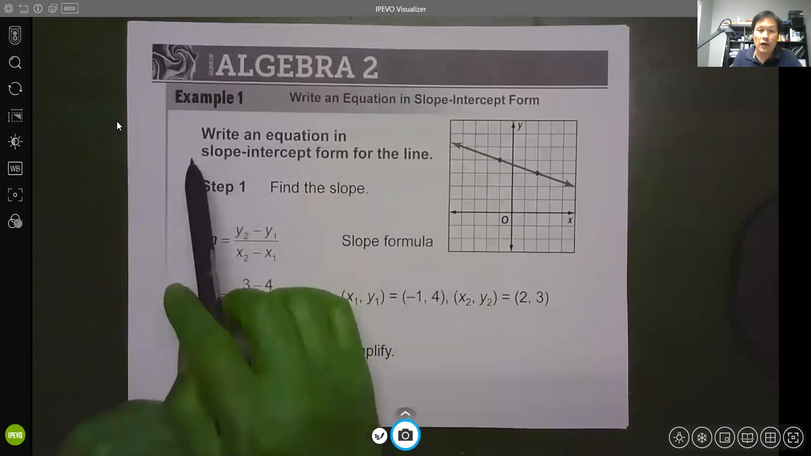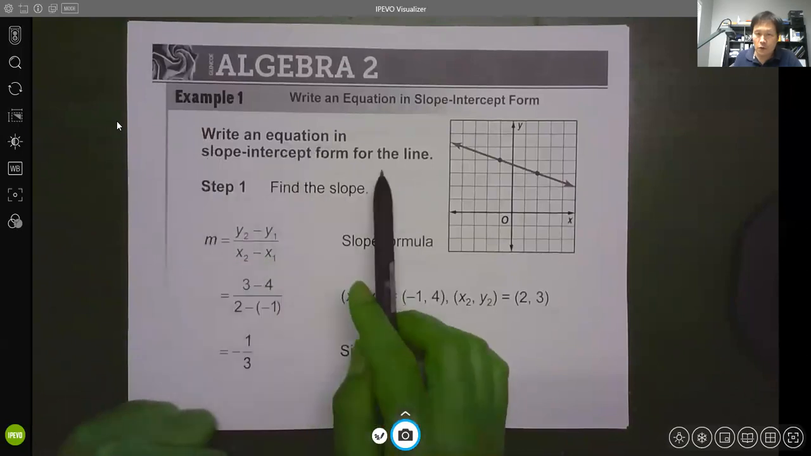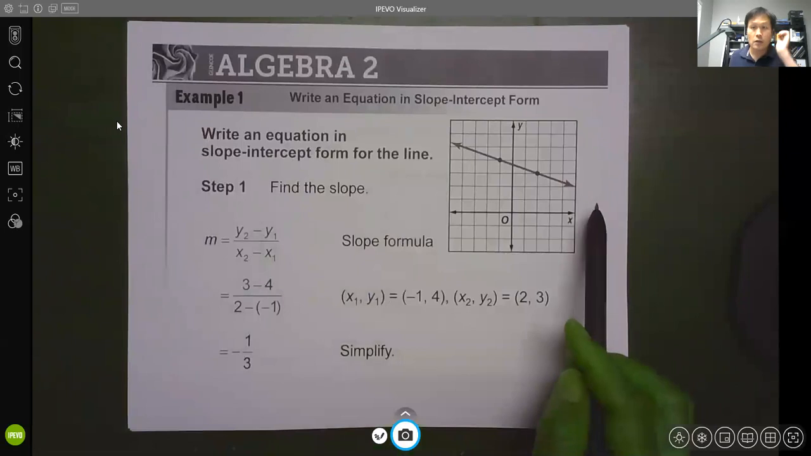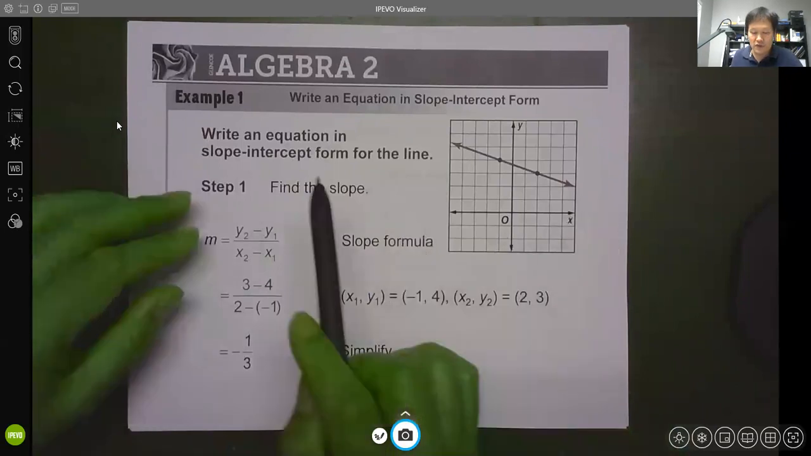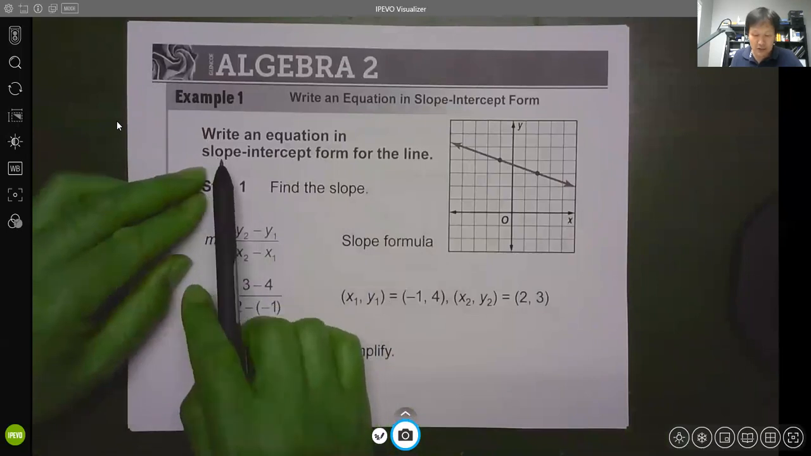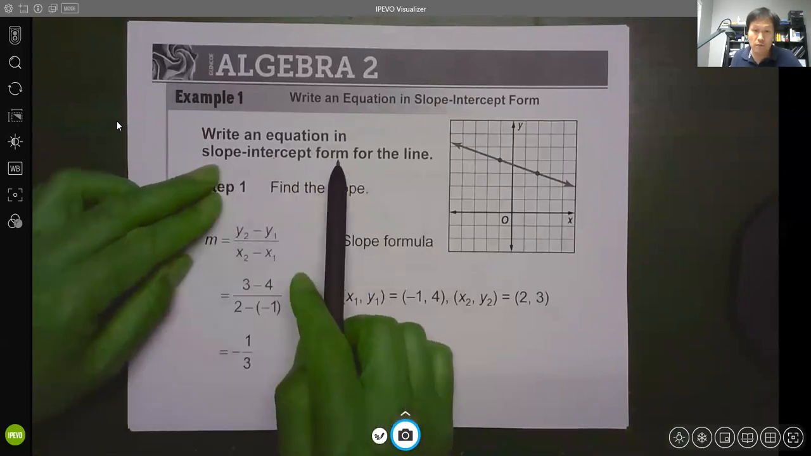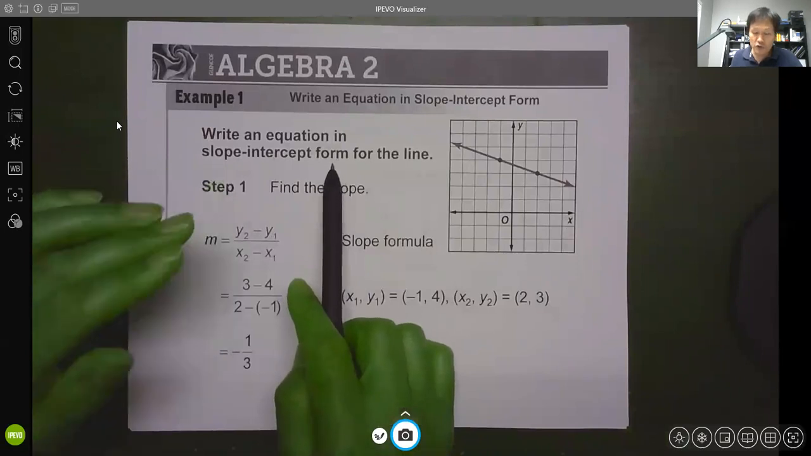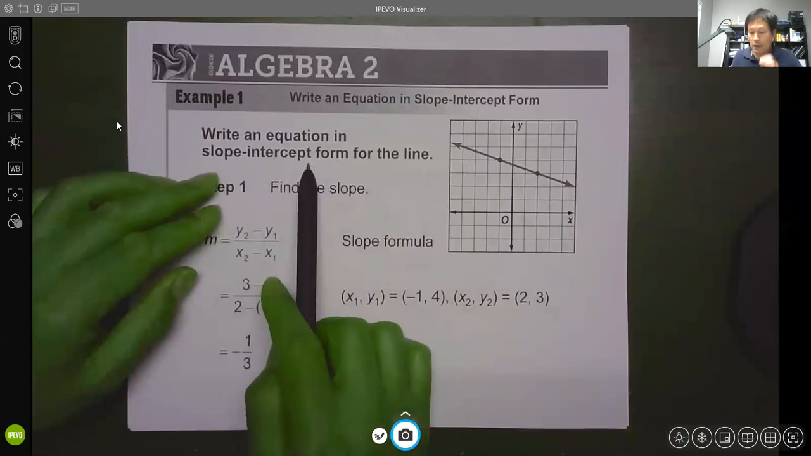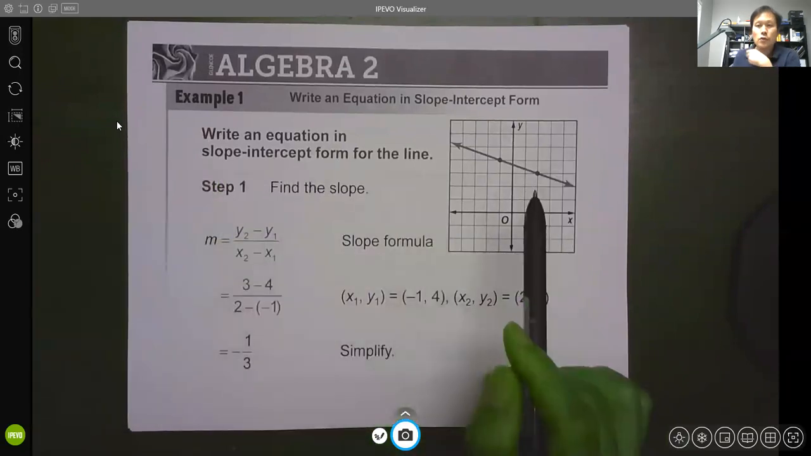Example 1. Write an equation in slope-intercept form of the line. Okay, so this question is asking you for a specific form, which is a slope-intercept form. I need you to understand they are forcing you to use slope-intercept form. Look at the condition. What do we know?